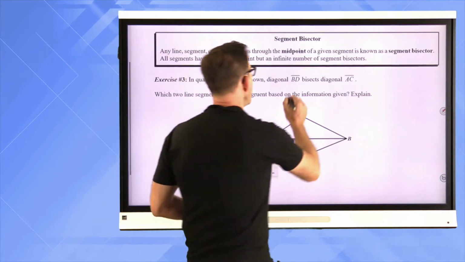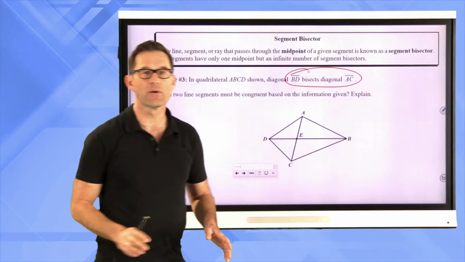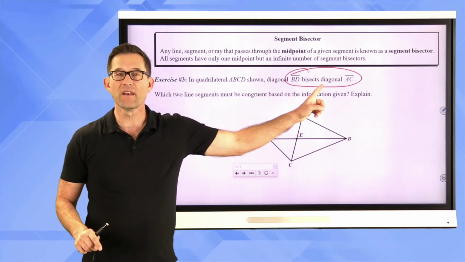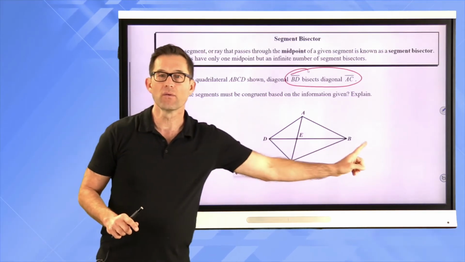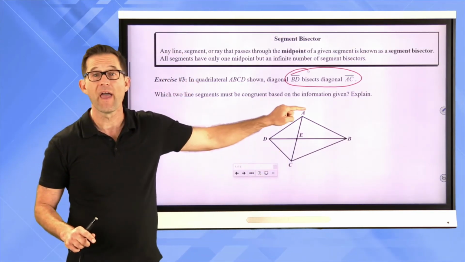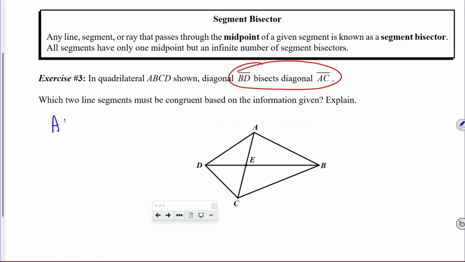All right, well, we are told that BD bisects AC. I think I'll go back to blue for right now. All right, now that means literally that BD is the knife and AC is the thing being cut in half. So BD right here is sort of our knife, if you will, and AC is the thing being cut in half. And therefore, that means that AE is congruent to CE.